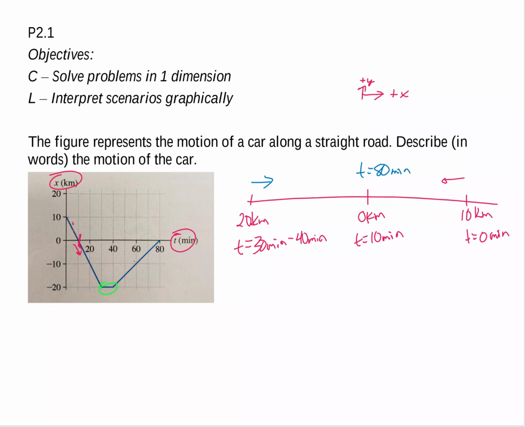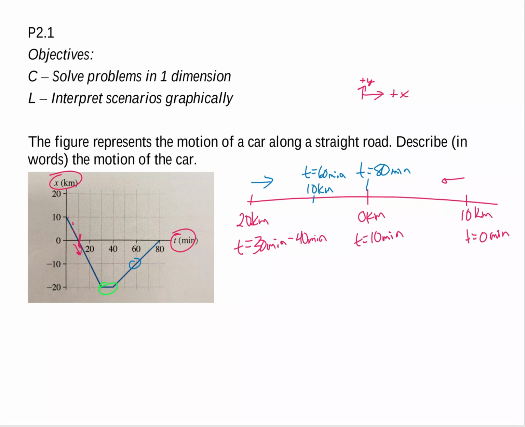And we have another easy point right here too, right? Yep. Negative 10 kilometers. And that's at t equals 60 minutes? Yeah. Okay, all the while we're moving to the right. So right here, we're at the origin.